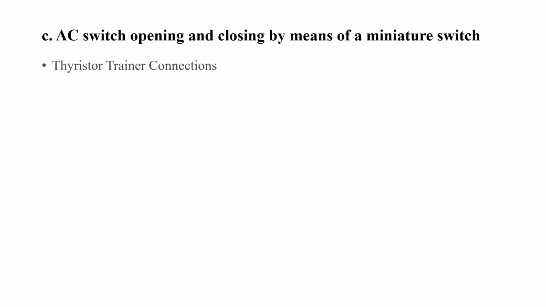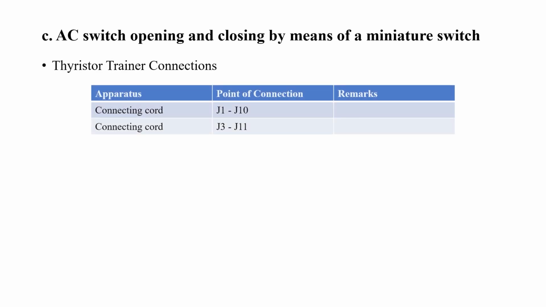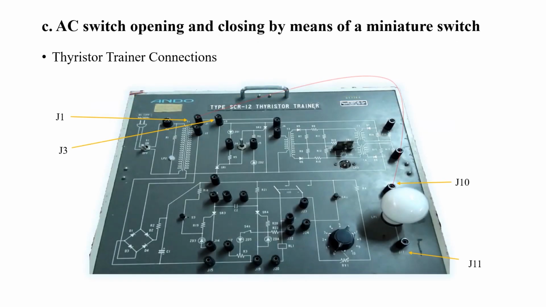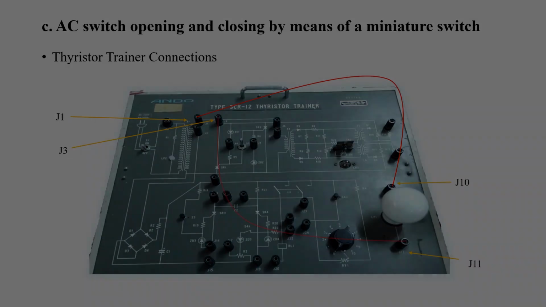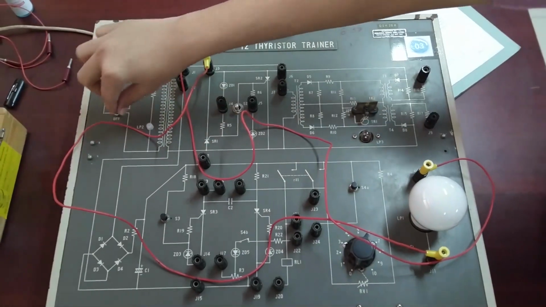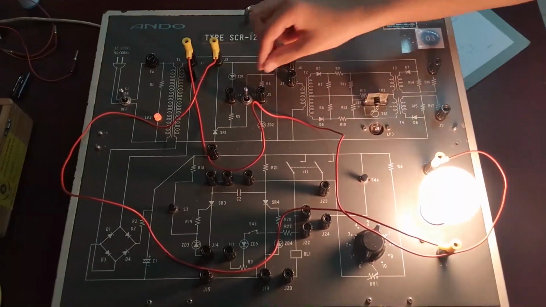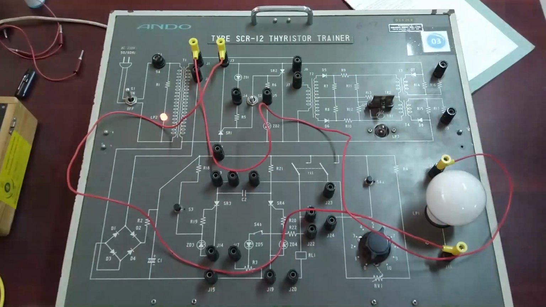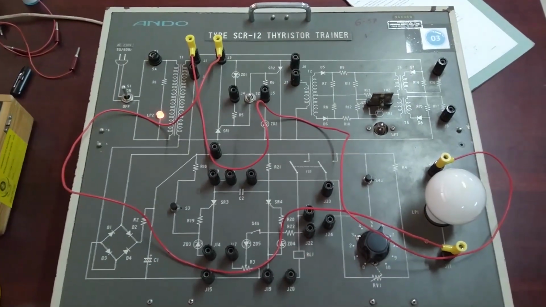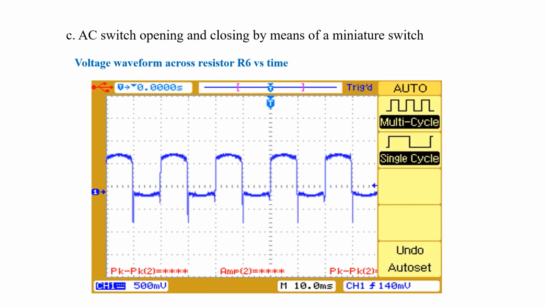Right, this is the table from which we can get an idea of the junction connections. Here are the junction connections on the trainer kit. Now you can see the practical demonstration which we have conducted in the laboratory. When S2 switches off, the bulb turns off. Okay, this is the graph we have taken by using the oscilloscope. Now it is time to pause the video and analyze this.